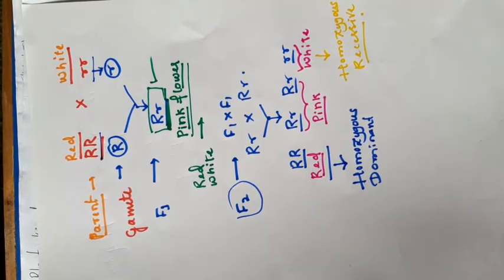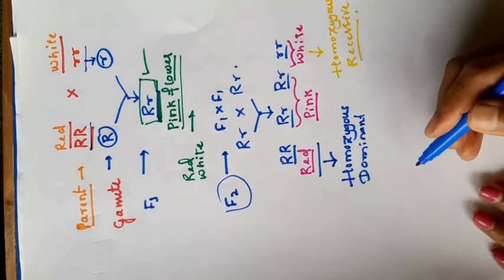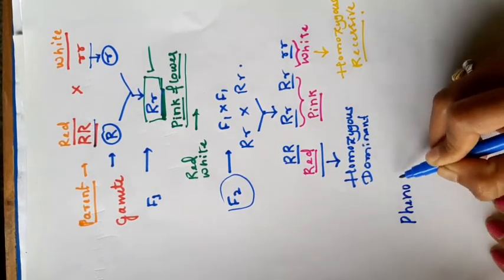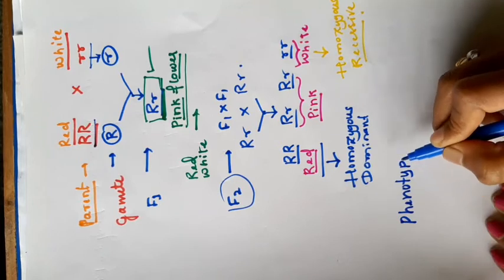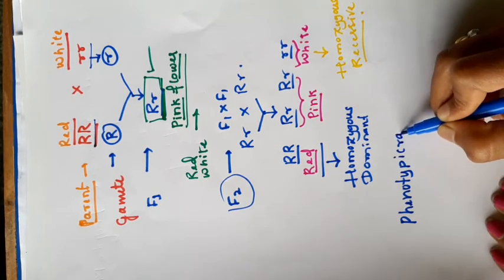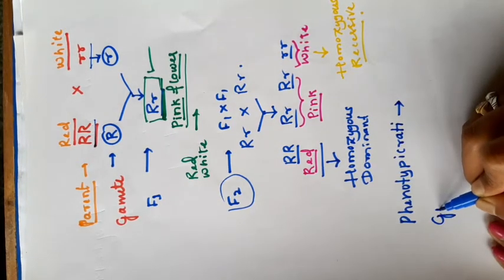Okay, then we can write the ratios here. Phenotypic ratio, and genotypic ratio.